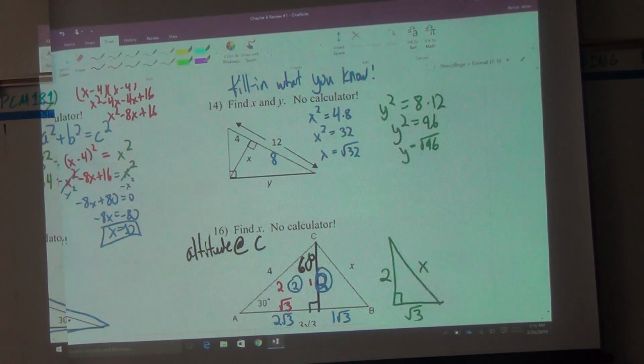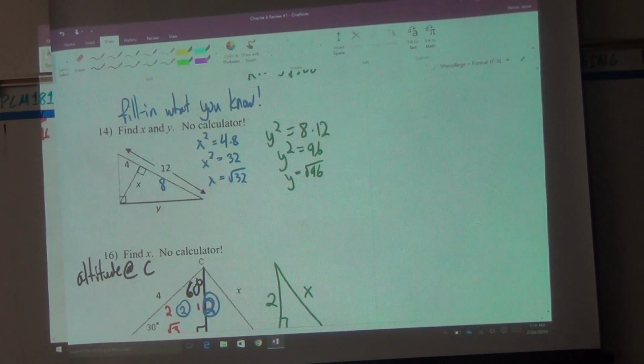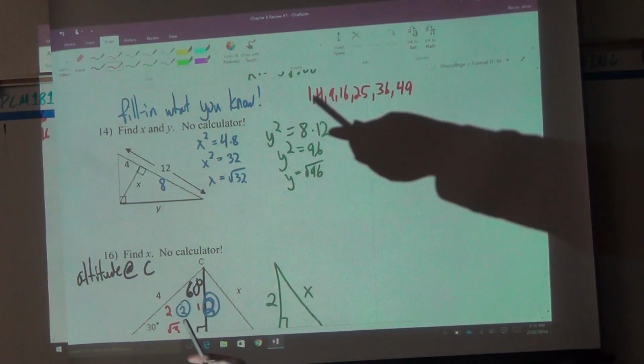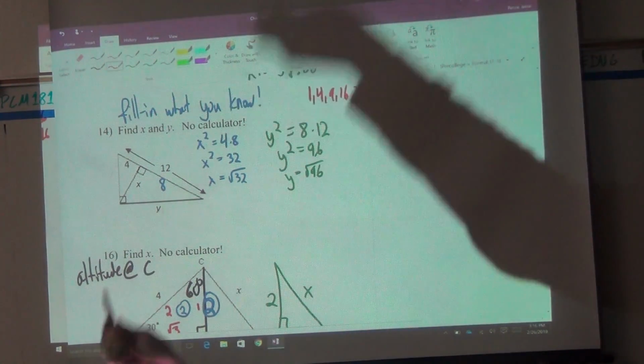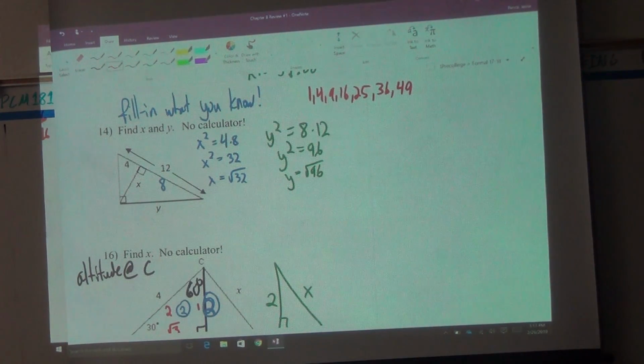Now I've told you before, and I'll tell you again, that you want to look for the numbers that are perfect squares. And if you can find them, then you can simplify these radicals a little bit easier than anything else. Do you see any of these numbers inside of that 32? 16. So x equals the square root of 16 times the square root of 2, and we know the square root of 16 is 4.